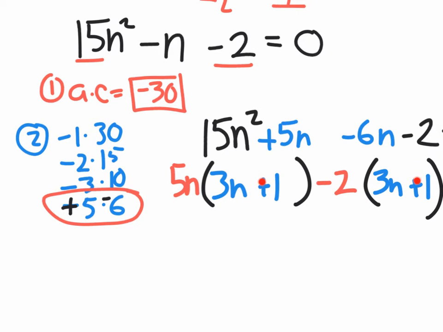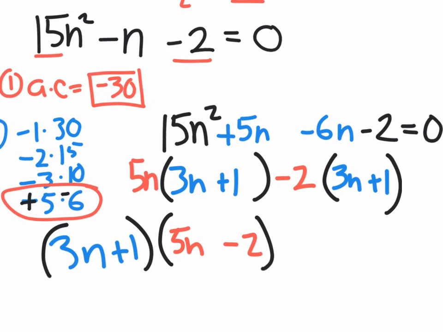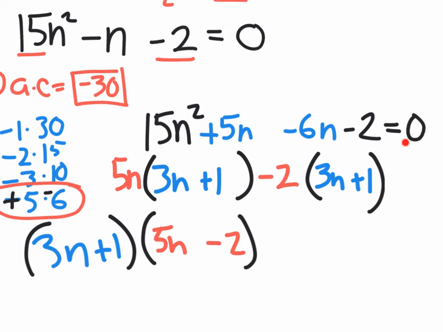Let's take both of these binomials and write it out here in the front. 3n plus 1 in the front. The 5n minus 2 is going to drop. Again, 3n plus 1 in the front. And 5n minus 2 left over on the inside. Now remember, this is still an equation. We had the equal 0 part, so I still have the equal 0 part to it.